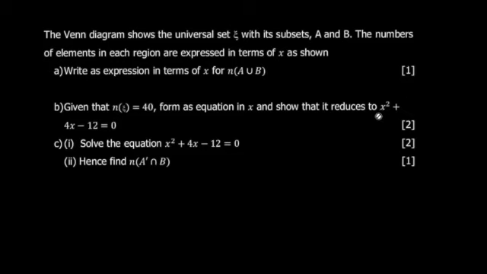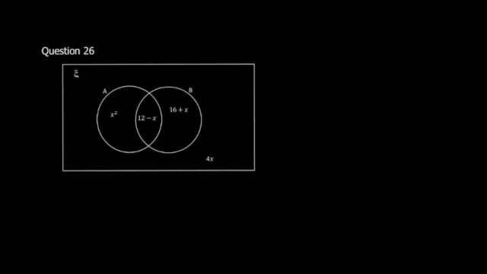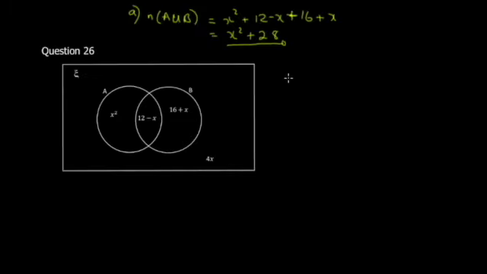So x squared plus 4x minus 12. So minus 12, then we have to show that it reduces to that. So what is the number of the universal set? It's 40. So for part B, part 1, we are given this equal to 40. Okay. So the number of the universal set is 40.